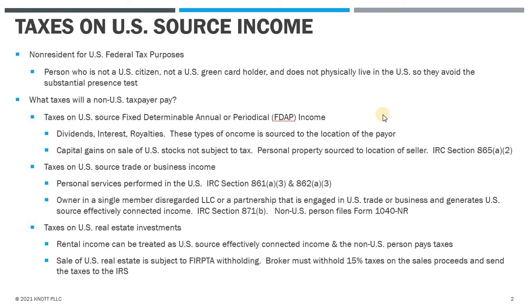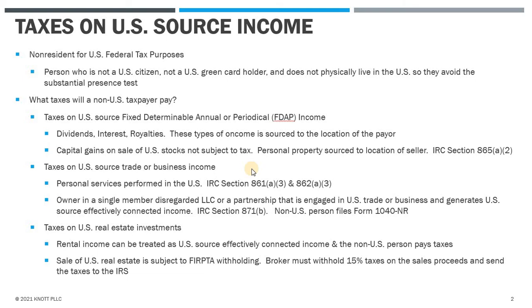Now, another type here is the tax on U.S. source trade or business income, okay? So first is personal services, right? So if you are someone who is providing, let's say you're an employee or you're a subcontractor, you're performing services for a company. Personal services performed physically in the U.S. is going to be U.S. source income. So you have to actually fly to the U.S. to do the work on site.